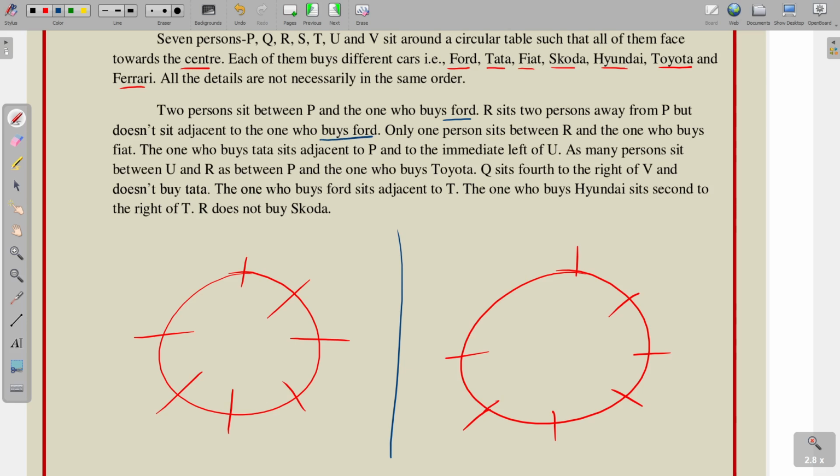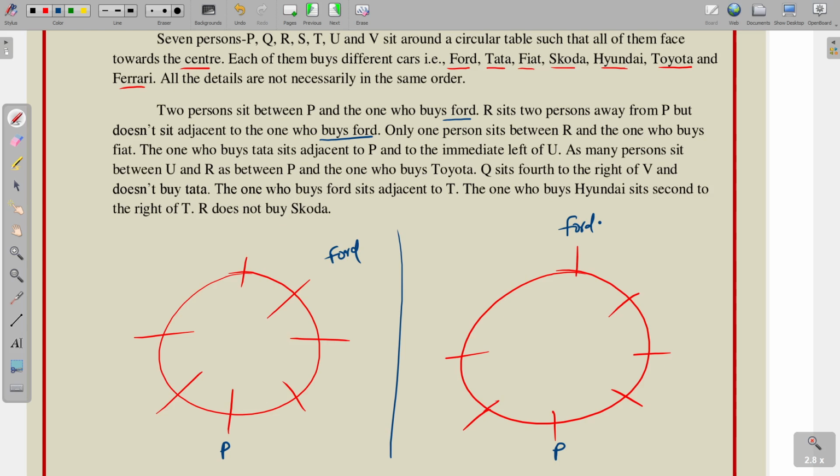So all are facing center. Two persons are between P and the one who buys Ford. So here P, and here the person who buys Ford car. So it is also P, 1, 2. Here Ford is there. Two possibilities.